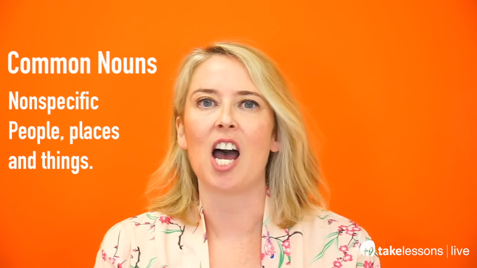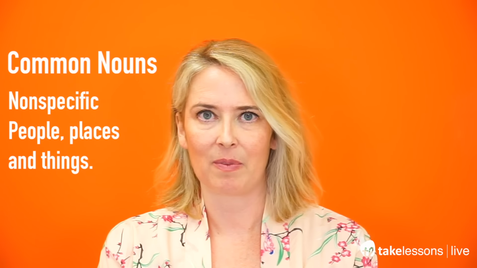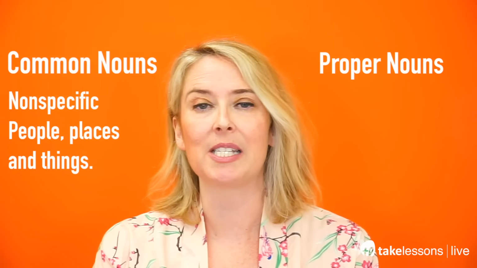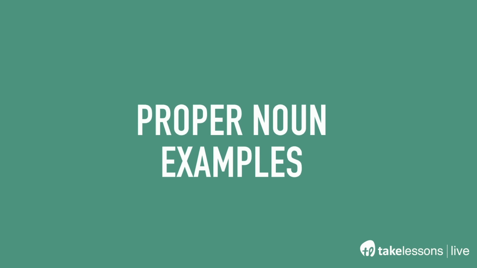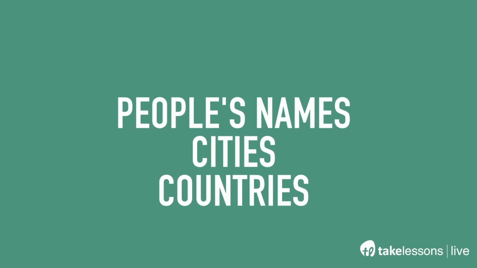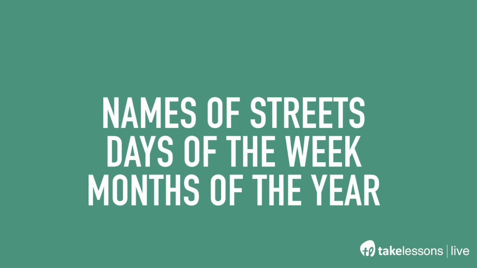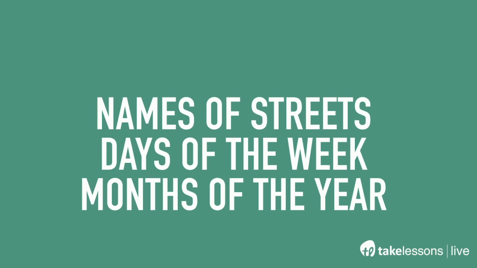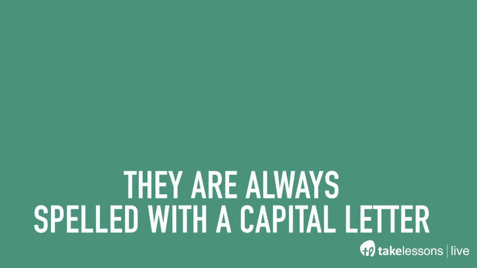Common nouns are non-specific people, places, and things. Proper nouns are specific people, places, and things. Examples of proper nouns include people's names, cities, countries, the names of streets, the days of the week, and the months of the year. They are always spelled with a capital letter.